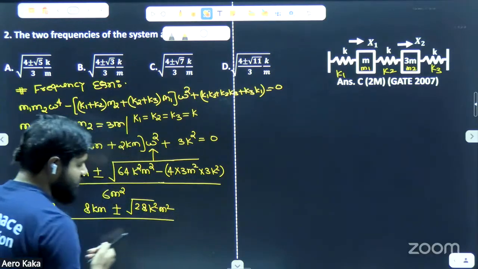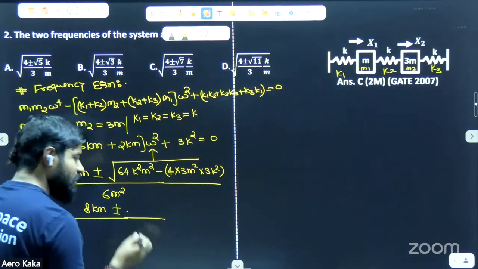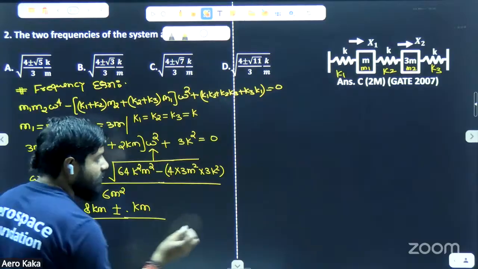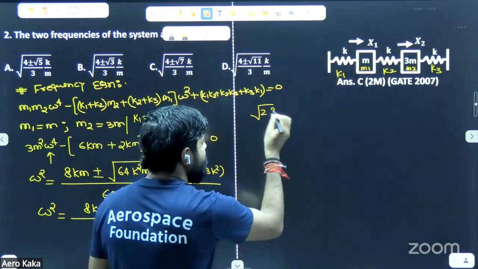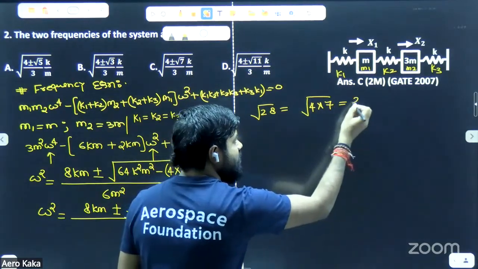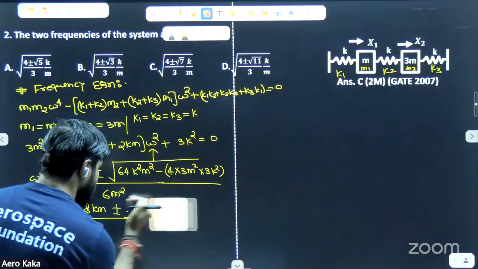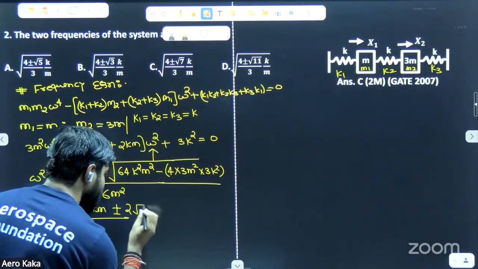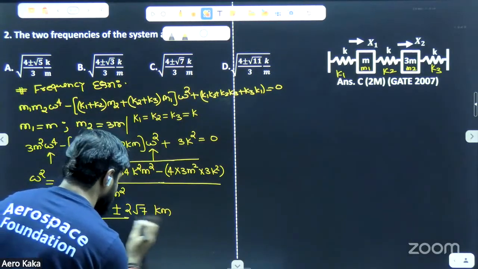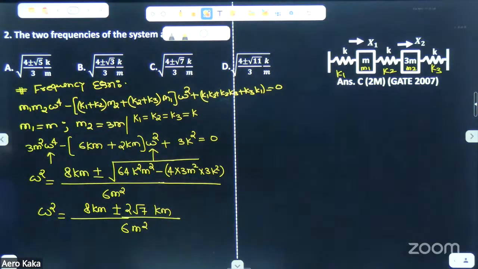So what can I write? I can write here this 28 k square m square is nothing but km, and root of 28, what can you write? If you take the factor, it's 4 into 7. I can write it's 2 root 7. Okay, so let me write here. That's nothing but 2 root 7 km divided by how much? 6m square. Could you simplify it further?